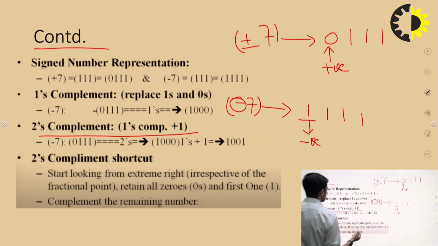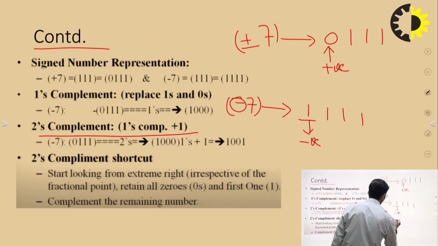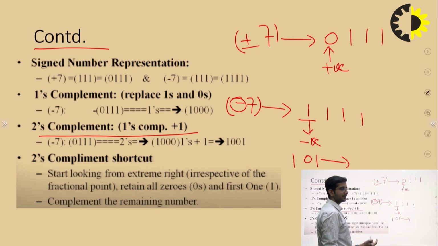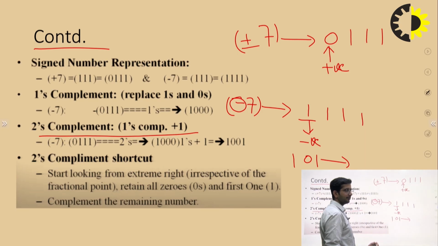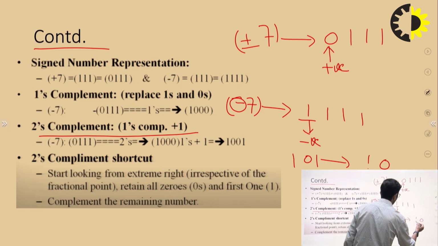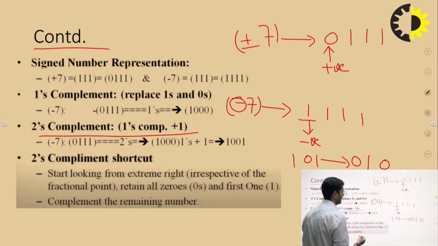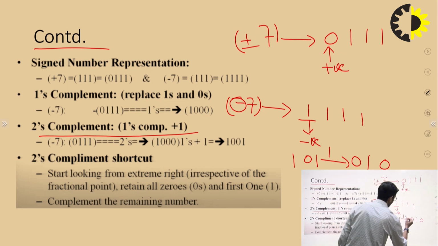Now for 1's complement, how can we take the 1's complement? For example, we have some binary number like 1 0 1. For 1's complement, we just replace 1 with 0 and 0 with 1. So it will become 0 1 0, because we replace 1 with 0, 0 with 1 and again 1 with 0. So this is our 1's complement.